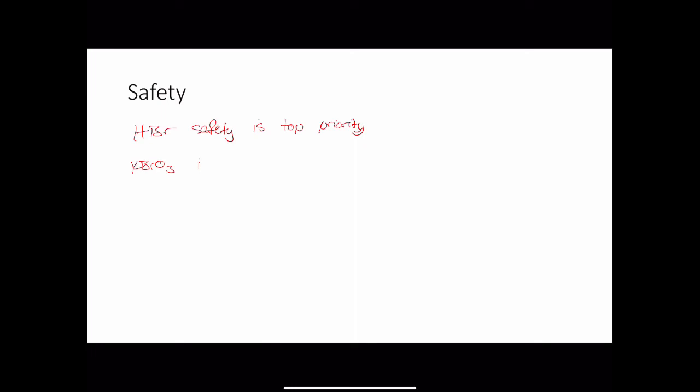Okay. So those are the two main priorities that you have to keep in mind, that you are using a strong acid, HBr, and you're using a strong oxidizer, potassium bromate. So just be aware that those are the two main major hazards in this lab, and you should be okay.